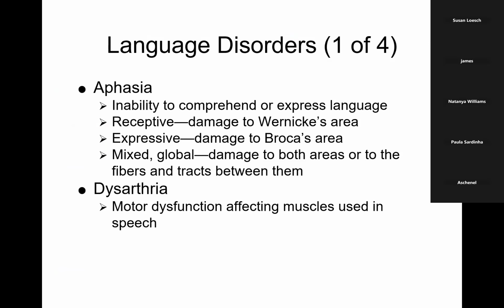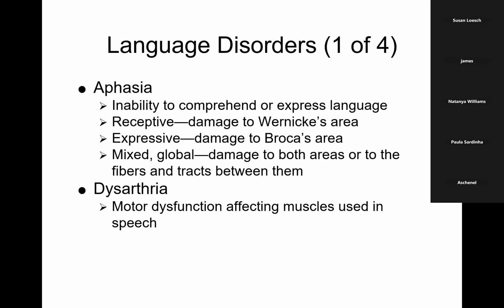All right. So these two terms you have to know. Aphasia is inability to comprehend or express the language. And there's three main types: expressive, receptive, global. You have to know those three. So receptive is going to be Wernicke's, expressive is going to be Broca's, and global is going to be both.